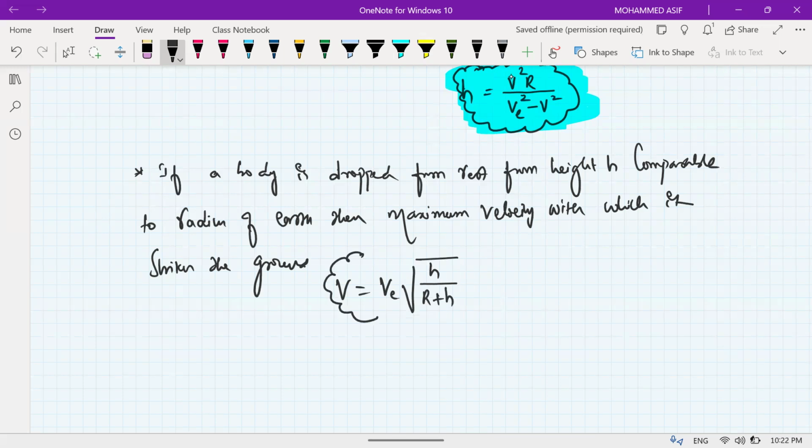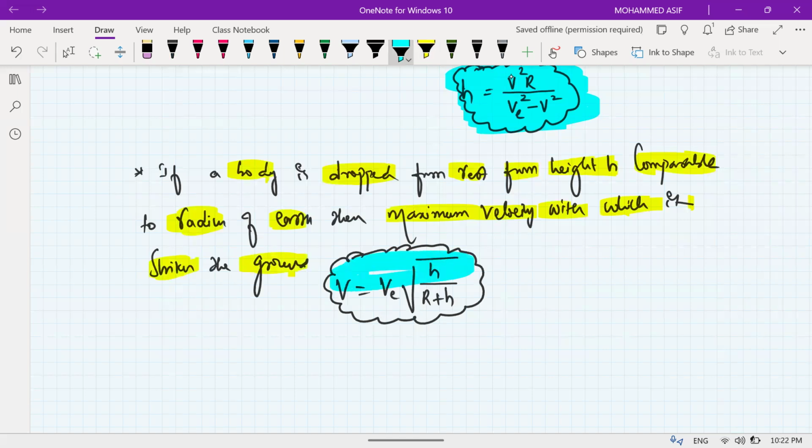These all have derivations, but I'm skipping the derivation because it will be time consuming. The application is direct. If you get a question based on this, whenever a body is dropped from rest from a height h, comparable to the radius of the earth, then the maximum velocity with which it will strike the ground is given by the formula v equals escape velocity times under root of h divided by R plus h.